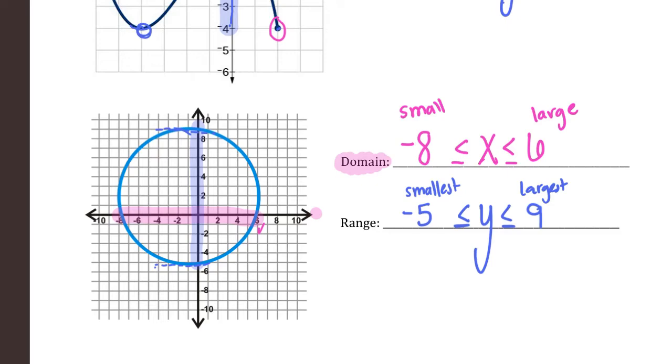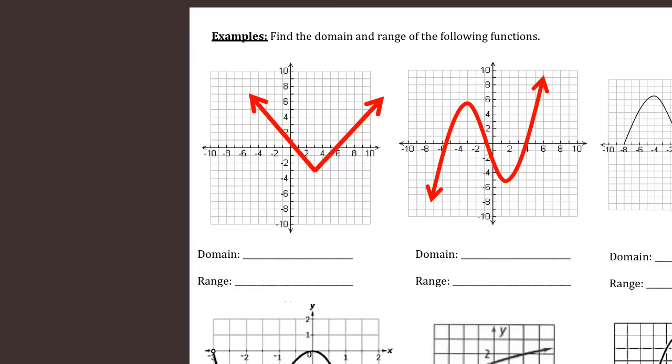Let's move over to the back and practice some more. I would encourage you to continue using your highlighters to help you out visually. So we're going to set up our inequality for the domain. Then get your highlighter out and look at the x-axis.